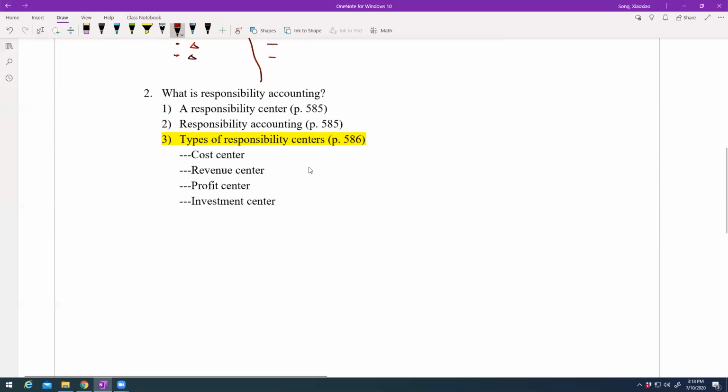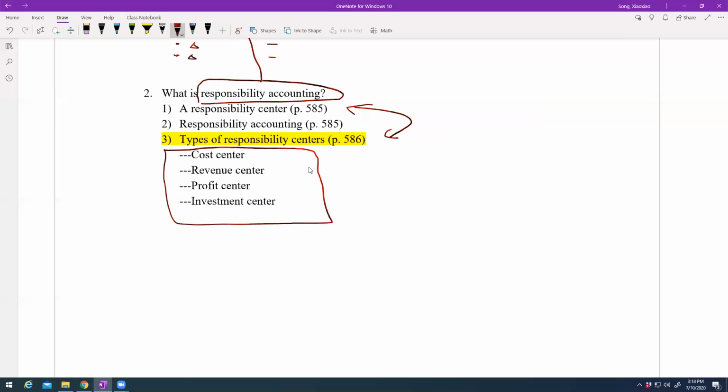The next learning objective is what responsibility accounting is. Responsibility center, right? Very likely, I'm not saying 100%, but very likely you may have multiple choice, so make sure you read the textbook for these 2 pages, general idea. There are 4 different types of responsibility centers. You need to know the definition and also some examples. What is the center responsible for? That's called a responsibility center. A cost center is only responsible for cost. You say, I don't really understand what's the meaning.